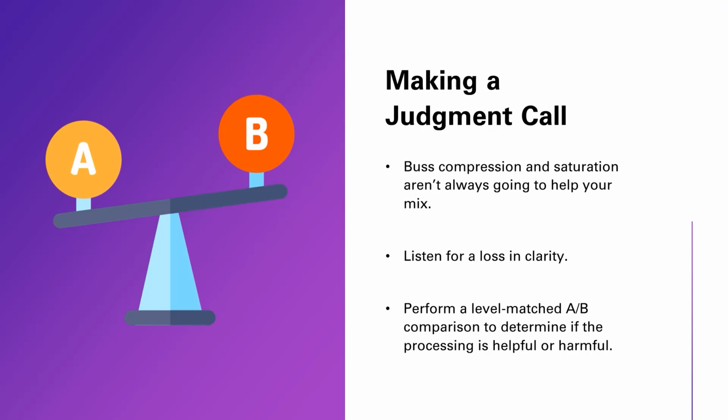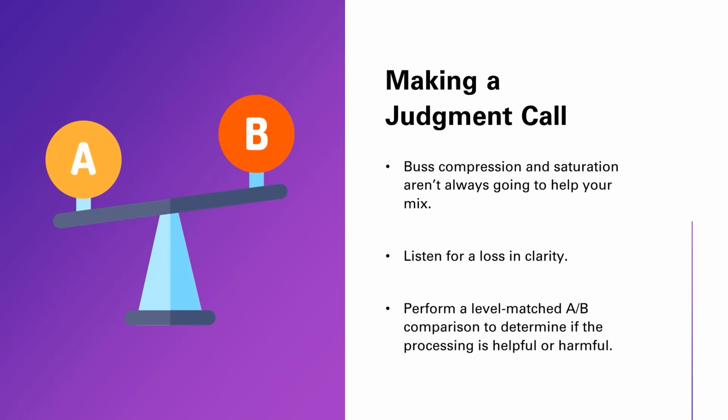Bus compression and saturation aren't always going to help your mix. Sometimes you might notice a loss in clarity and decide that this form of processing isn't worth it. It happens. To know for sure whether this processing is helping or harming your mix, all you have to do is bypass the processing. But when you do this, you need to make sure that you've used your ears to match the loudness of the mix pre and post processing. If the processing you've applied has made the signal louder, you're naturally going to favor the louder signal. If it's made it quieter, you're naturally going to favor the unprocessed signal. So to take loudness bias out of the equation and conduct an accurate A-B comparison, you need to match loudness using your ears pre and post processing.